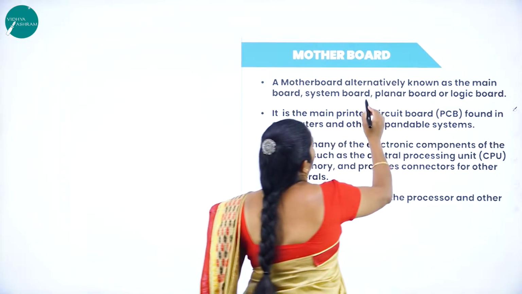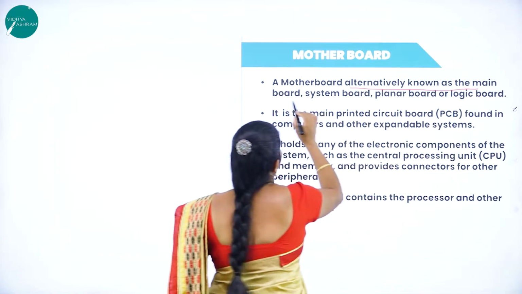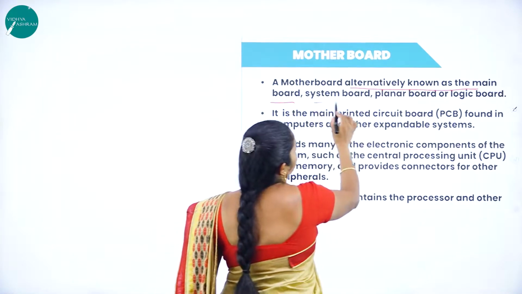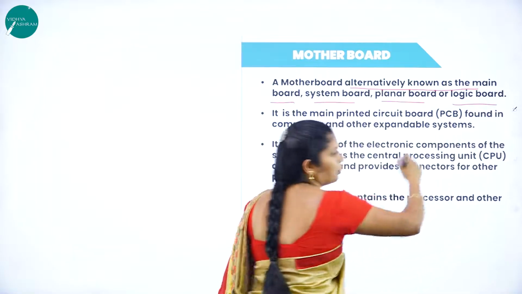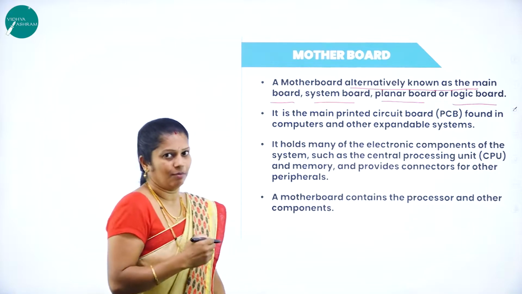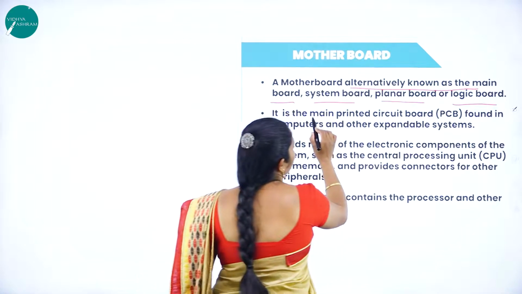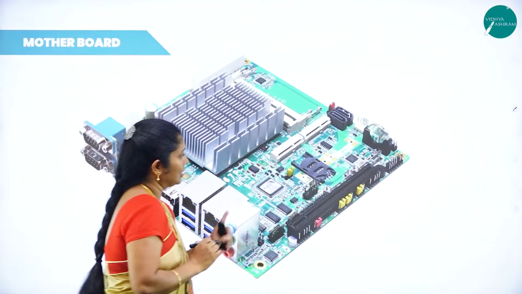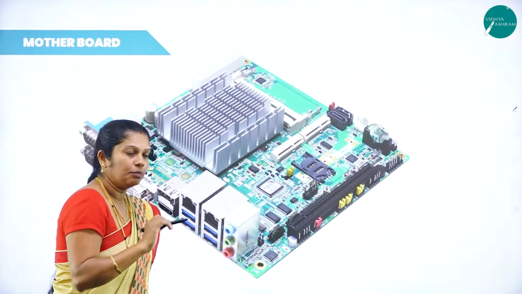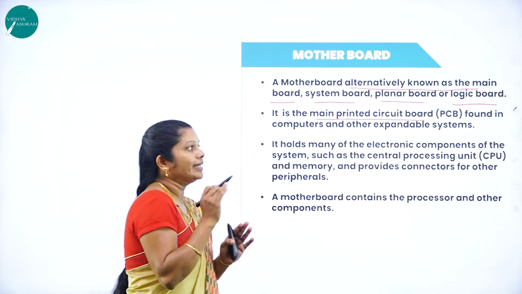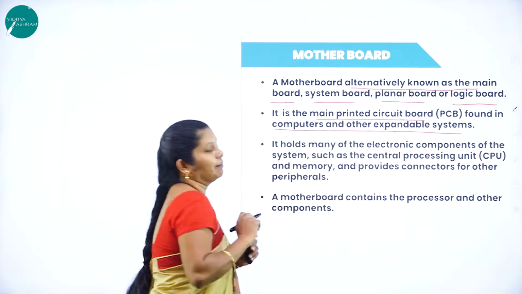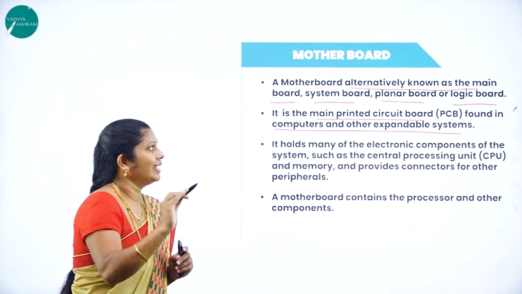The motherboard is alternatively known as the main board. It is the main part of the computer. System board, planar board or logic board, we can also call it. And it is the main printed circuit board. If you see the diagram here, everything is printed in circuit format. That's why the motherboard is called the main printed circuit board found in computers and other expandable systems.